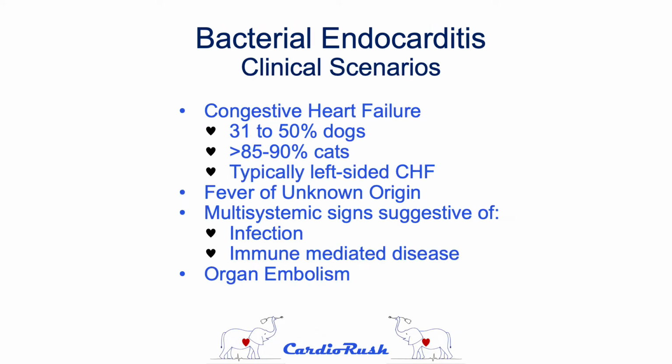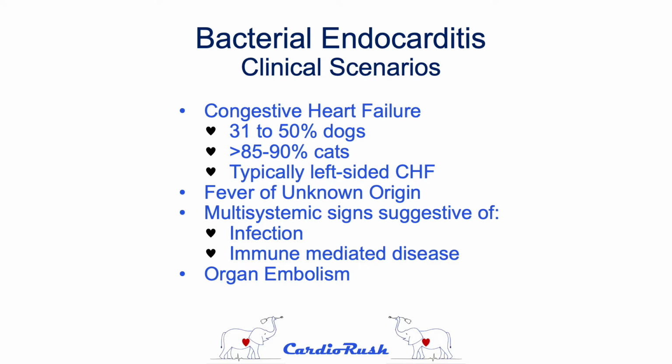So there are a couple of clinical scenarios that may be seen with endocarditis. The first of which is congestive heart failure, which might happen in up to 50% of dogs and probably a larger proportion of cats. And since the mitral and aortic valve are most commonly affected, that typically results in left-sided heart failure. The next major clinical scenario we may see is fever of unknown origin. So an animal presents with fever, and a preliminary workup with laboratory testing and certain diagnostic imaging fails to identify a source of the fever, and these cases are noted to have fever of unknown origin.